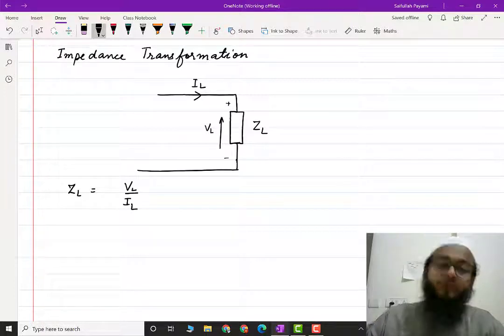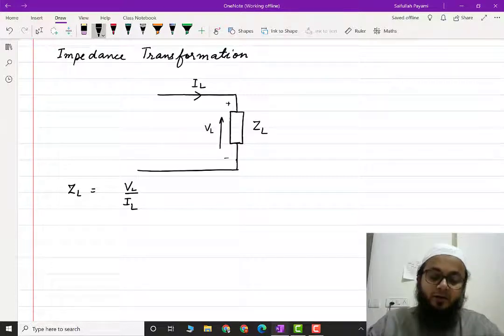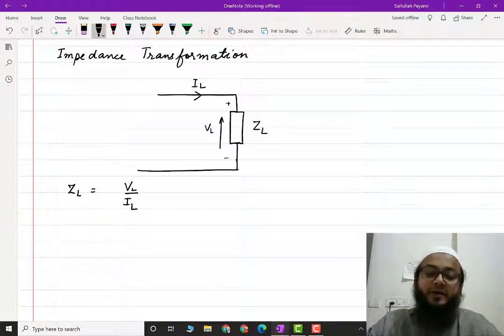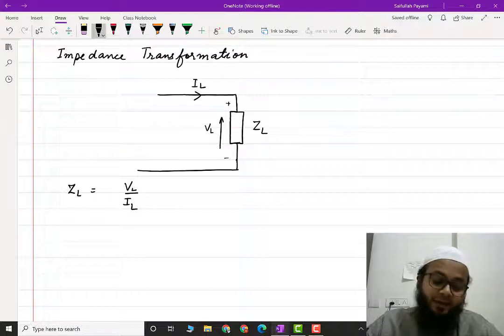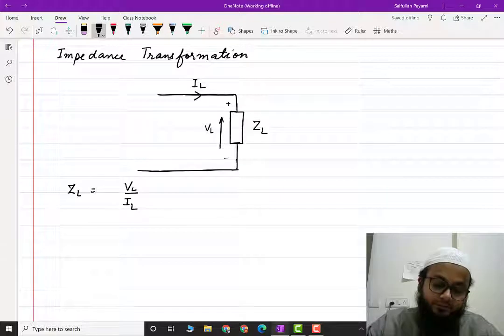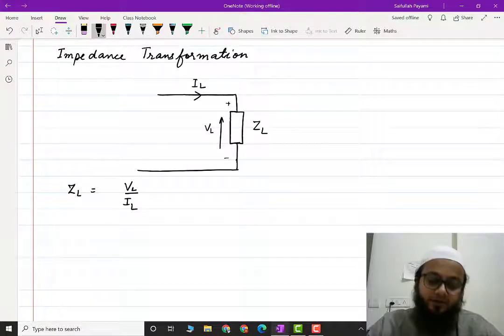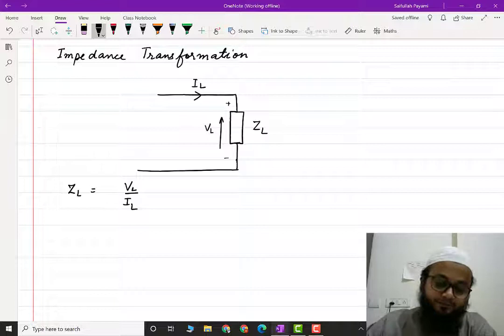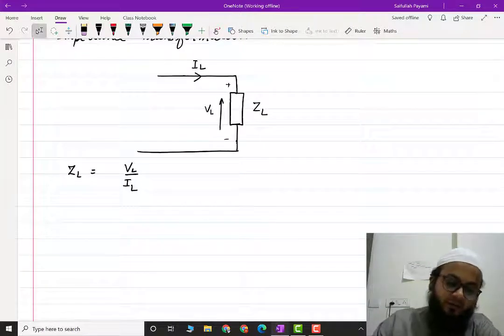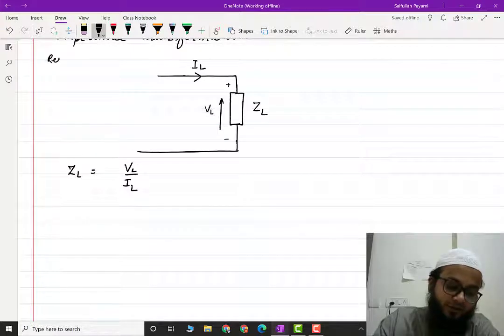If I don't know ZL, then just by observing the voltage across this impedance and measuring the current coming into it, and dividing, we can directly say that ZL would be equal to VL by IL. So that is the definition of an impedance, right? That's how we find an impedance. So this is how we represent our impedance, the representation of an impedance.